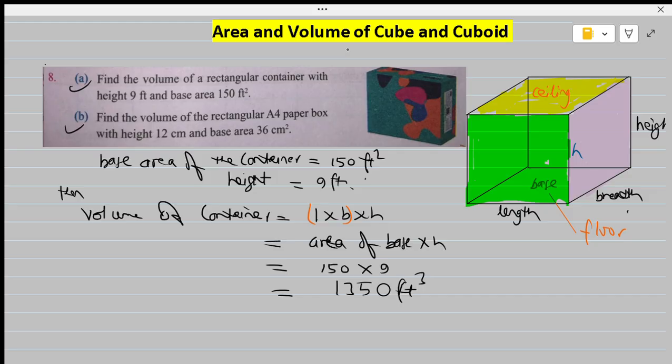And same is for B: find the volume of the rectangular A4 paper box with height 12 centimeter and base area 36. So you can try yourself. Now 8 I made clear. I'm going with number 9. So let's make this clear first.